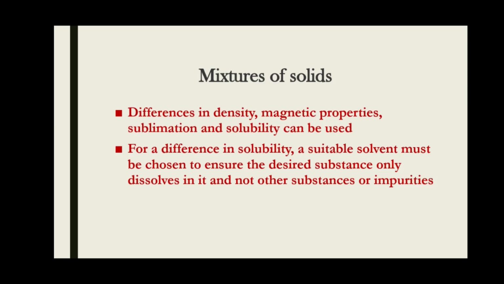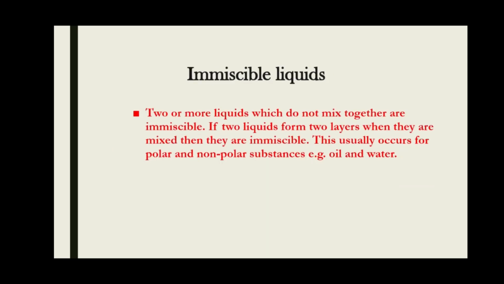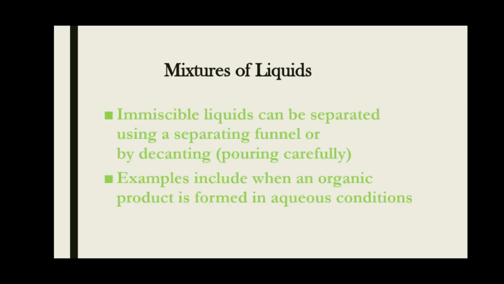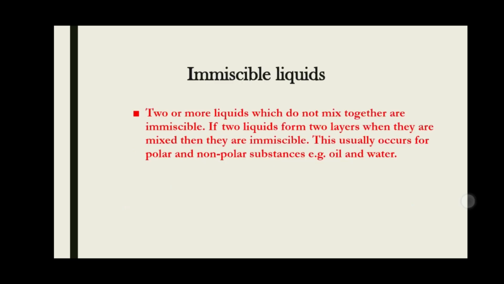So, moving on to mixtures of liquids. There's one type of liquid called immiscible liquid. What is that? Immiscible liquids are two or more liquids which do not mix together. If two liquids form two layers when they are mixed, then they are immiscible.